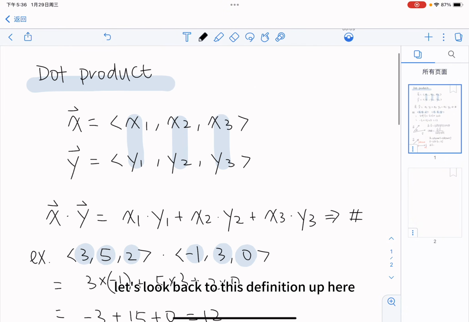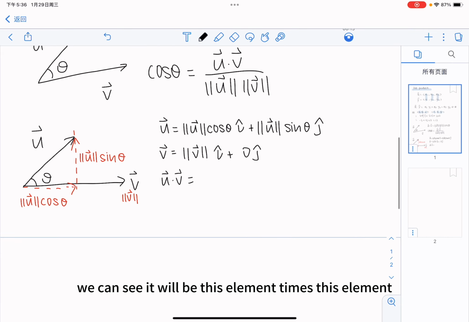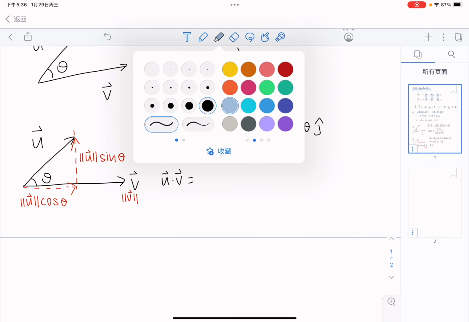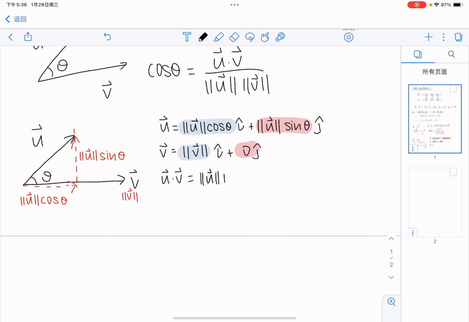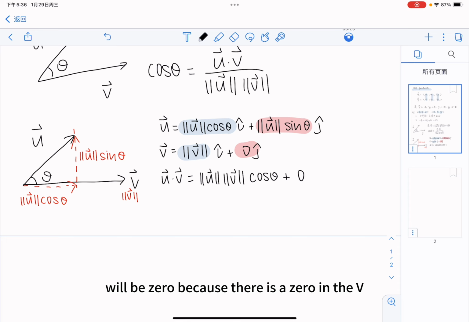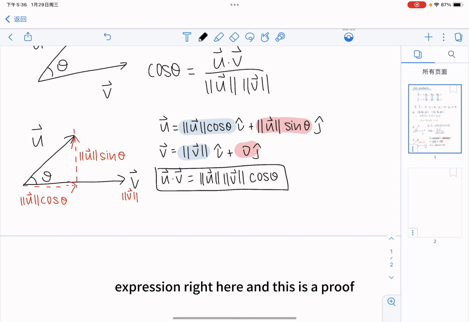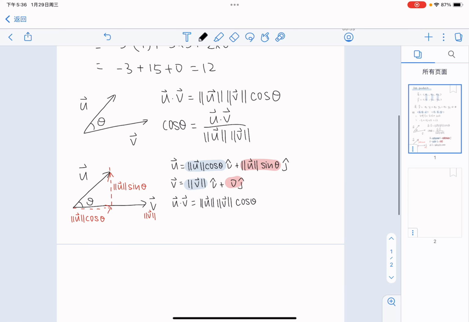And now, what is the dot product of u and v? Let's look back to this definition up here. We can see it will be this element times this element, plus the vertical elements multiplied together, which will be u v cosine theta, plus what is the red part? It will be 0 because there's a 0 in the v. So basically, the dot product is just this expression right here. And this is a proof. And there are multiple ways of proving this.